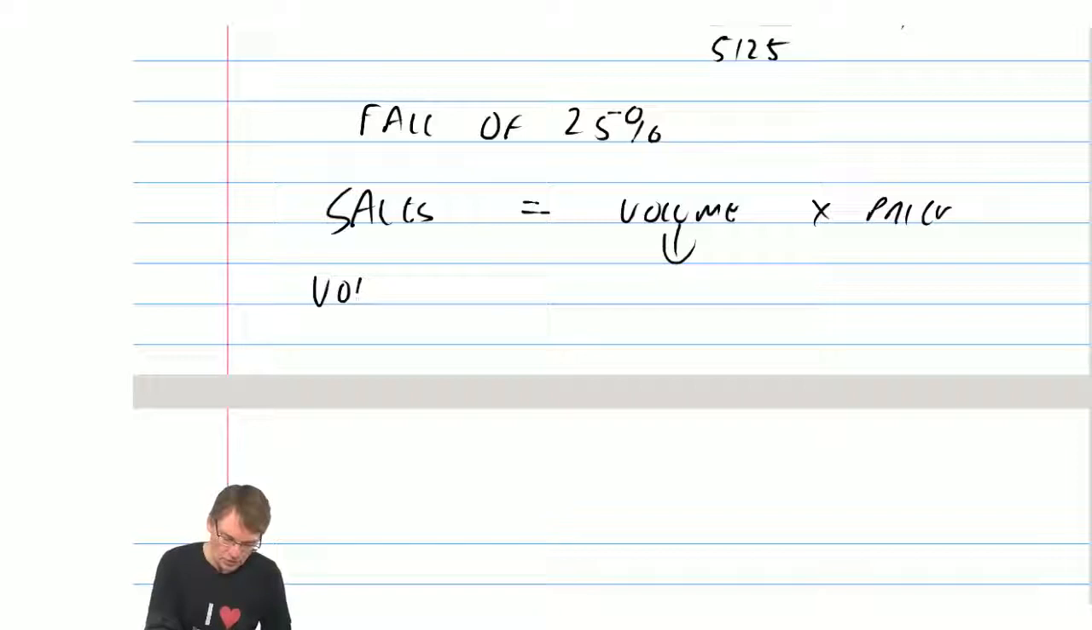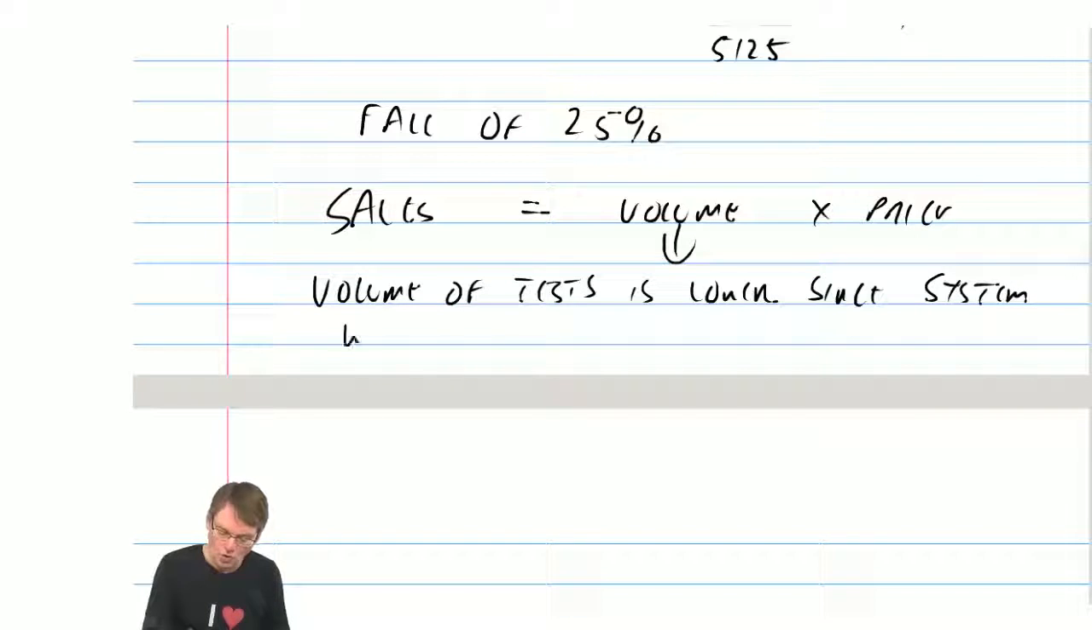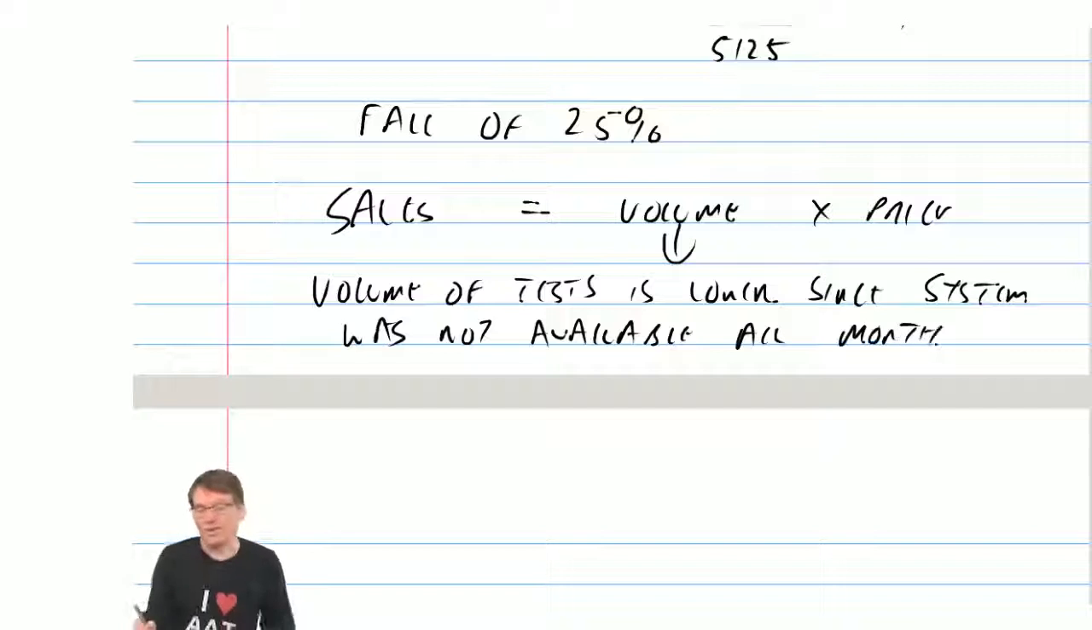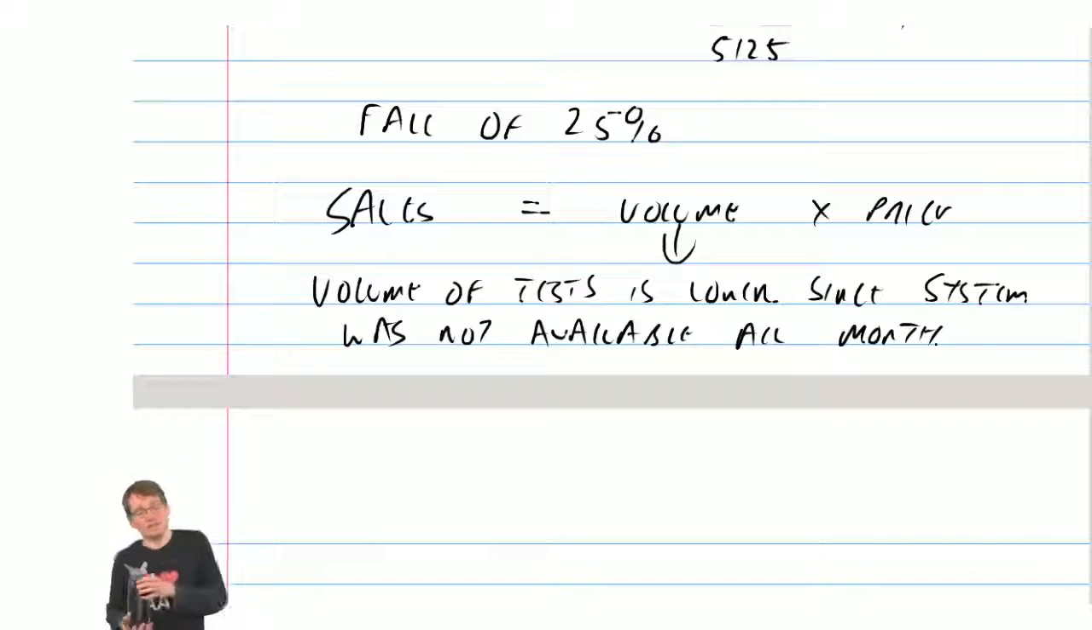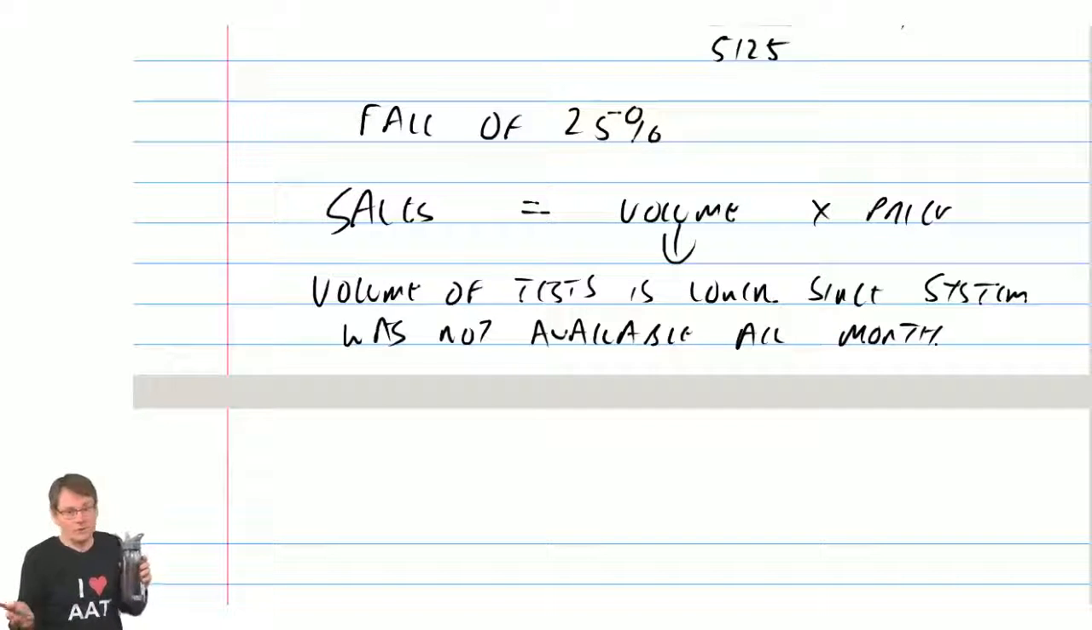So the volume of tests is lower since the system was not available all month. Now, it would be helpful if I was told enough information to see, does that explain all the 25%? If it does, fine. If it doesn't, there might be another issue as well.